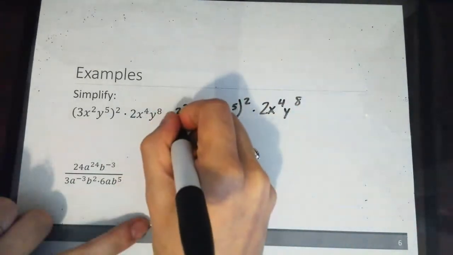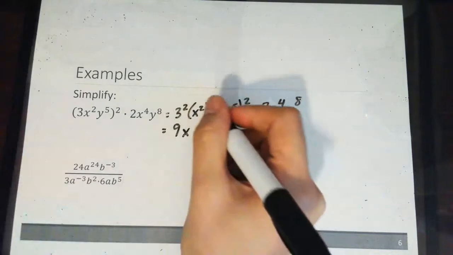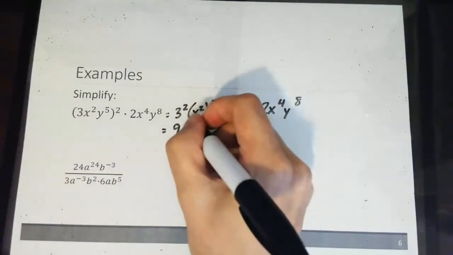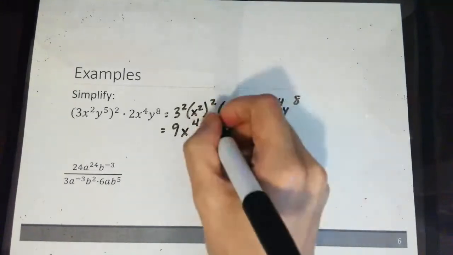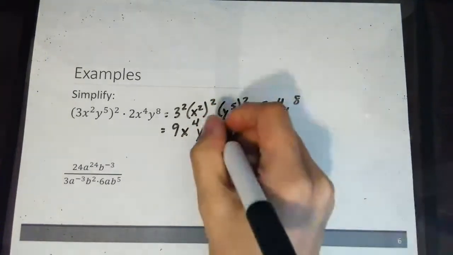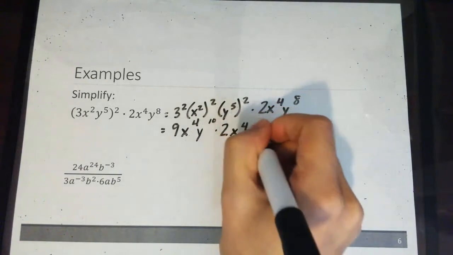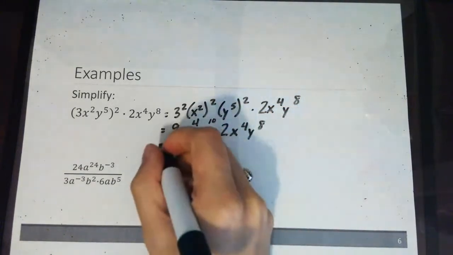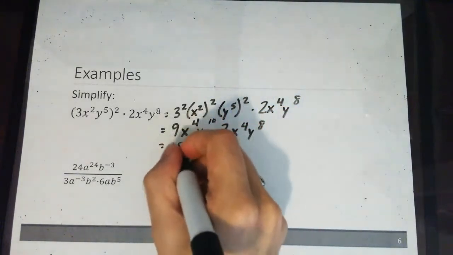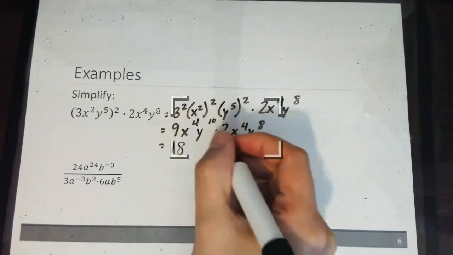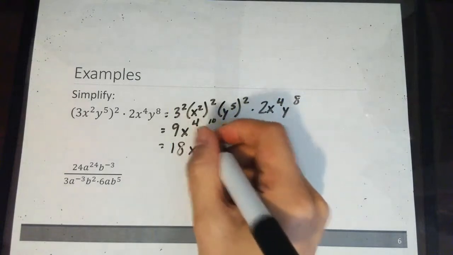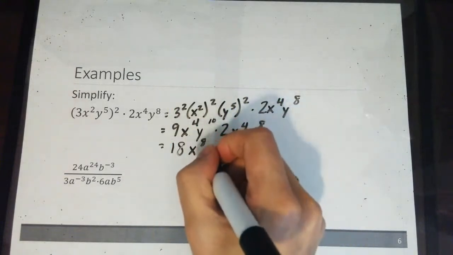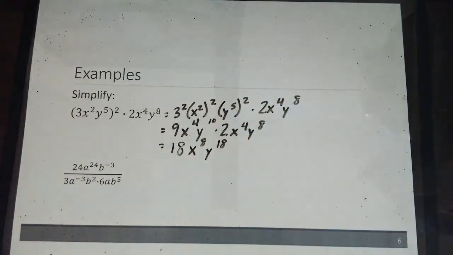Well, 3 squared is 9. X squared squared, that's a case where I multiply my exponents. 2 times 2 is 4. I have y raised to the power of 5 times 2 is 10. And I'm multiplying that by my 2x to the 4th y to the 8th. 9 times 2 is 18. X to the 4th times x to the 4th, I add my exponents that time, giving me x to the 8th. And y to the 10th times y to the 8th, I add those exponents as well, giving me 18x to the 8th y to the 18th.